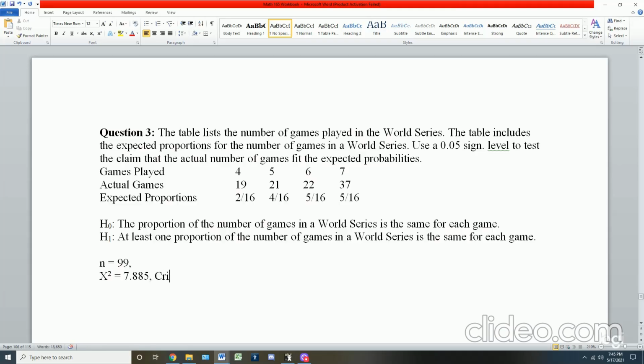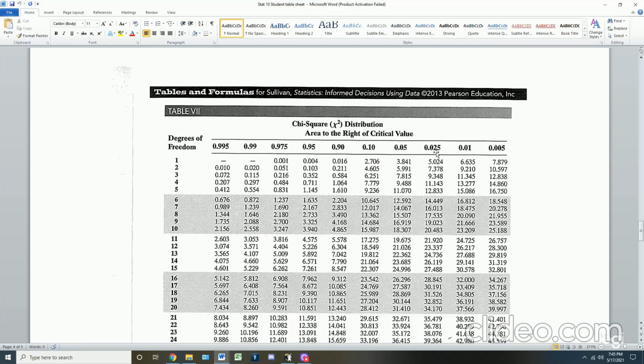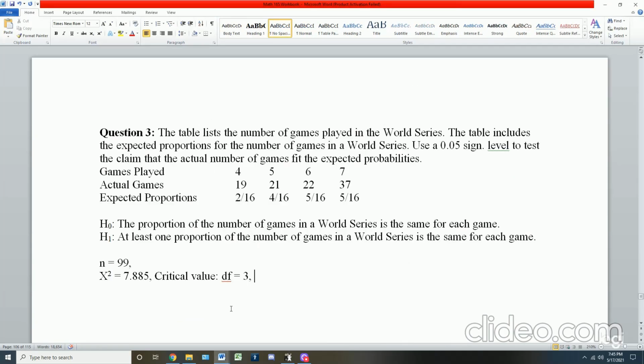Right, so now we have to find our critical value. Degrees of freedom in this case, again, is going to be 3: 1, 2, 3, 4 minus 1 is 3. Alpha is, again, 0.05. So it's going to be the same one we've done for a while, 7.815.